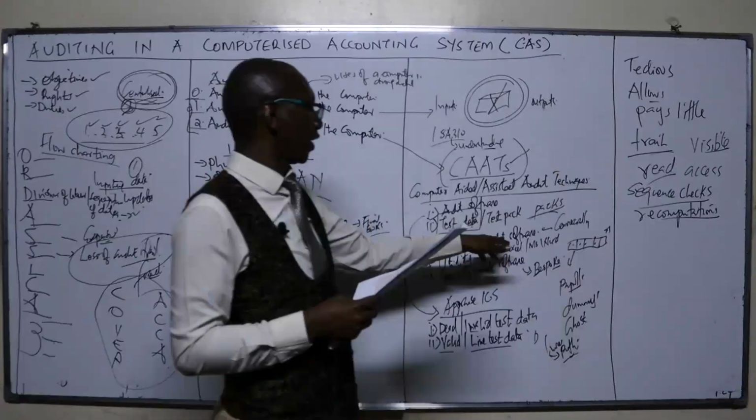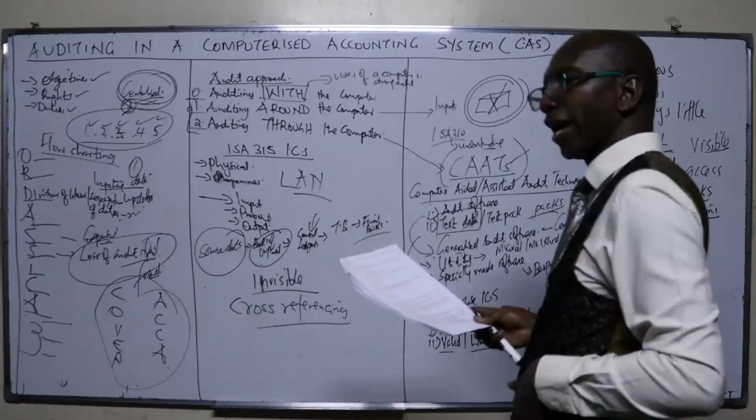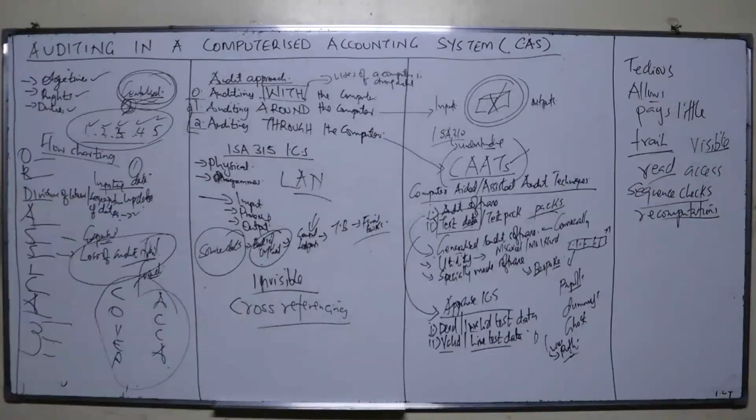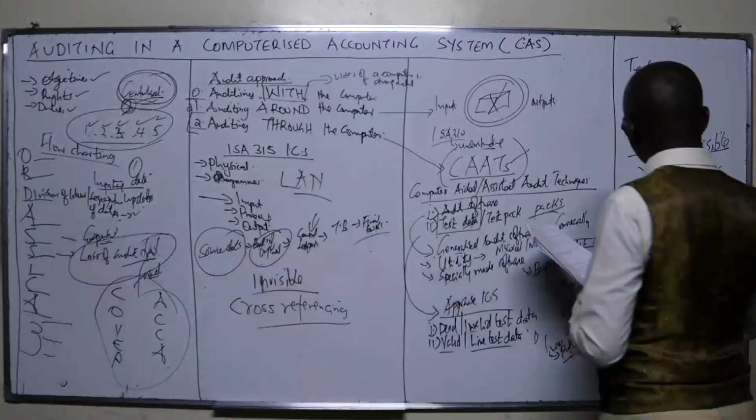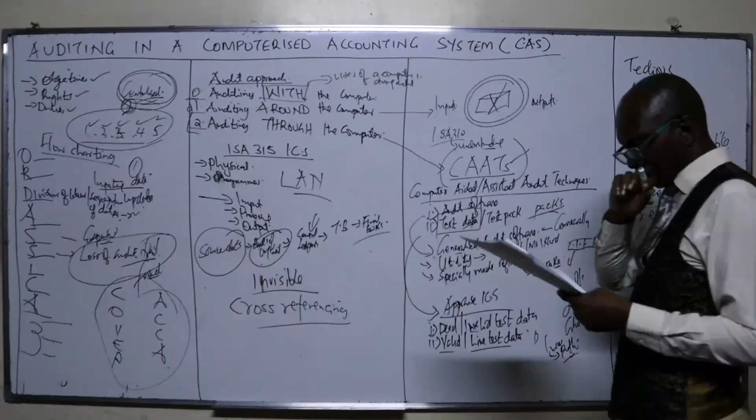Number one, generalized audit software. To make one statement to explain it: this comes in a variety of forms, full stop.